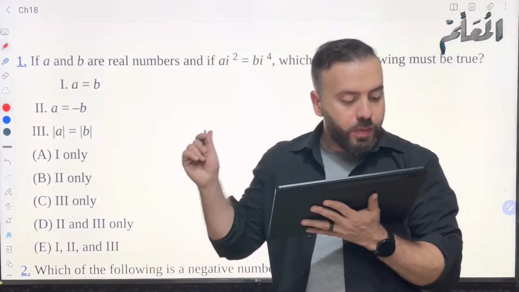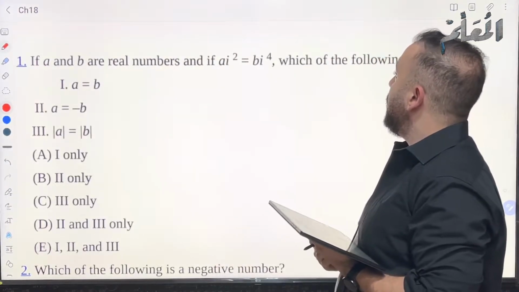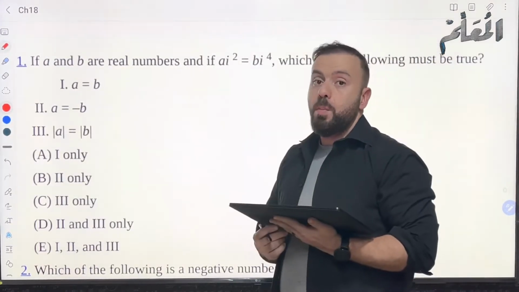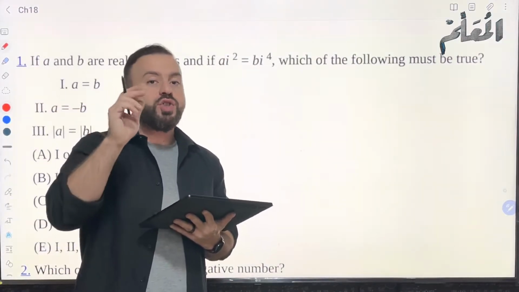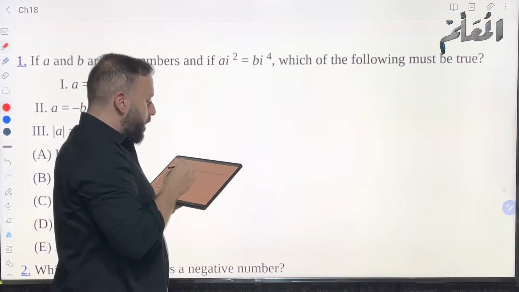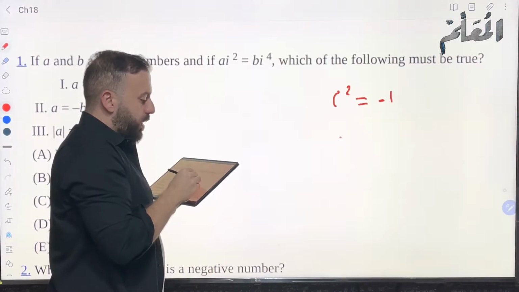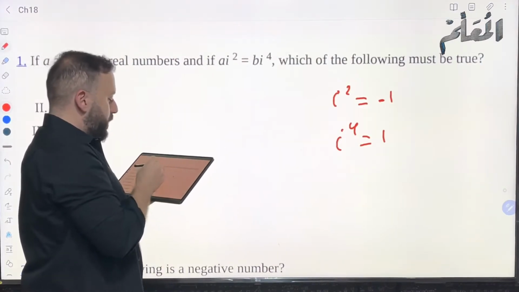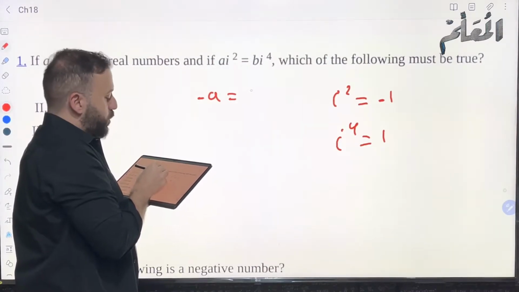Okay, question 2. If a and b are real numbers, and if ai squared equals bi to the power 4, which of the following must be true? Must means no other options, no alternation. It's straightforward. So is a equal b? I know that i squared is equal to negative 1, and i to the power 4 is equal to 1. So ai squared is a times negative 1, which is negative a, and that is equal to i to the power 4, which is 1, times b.